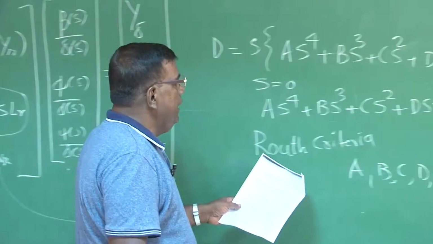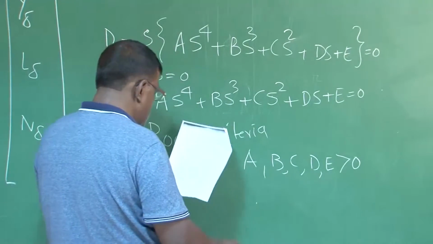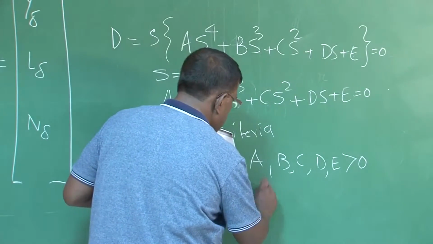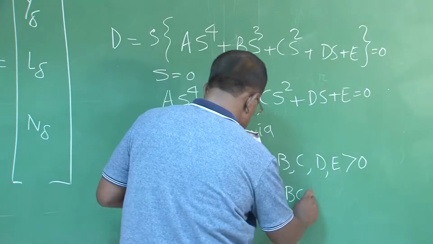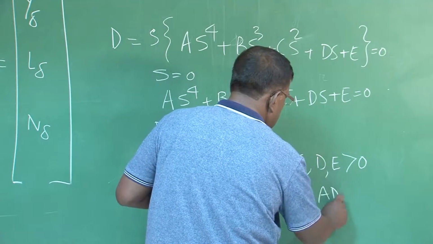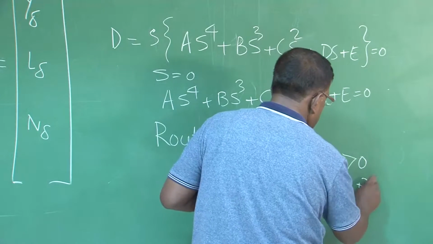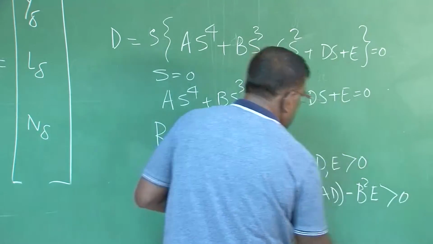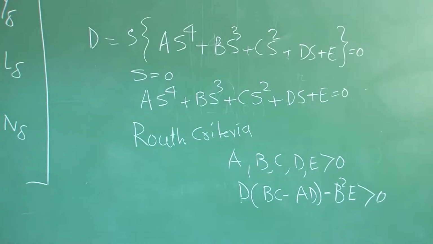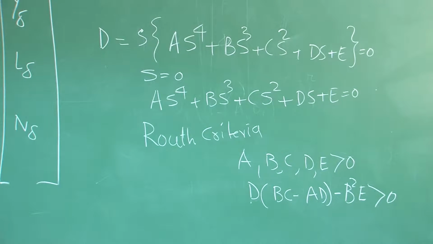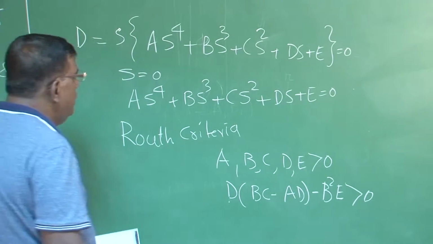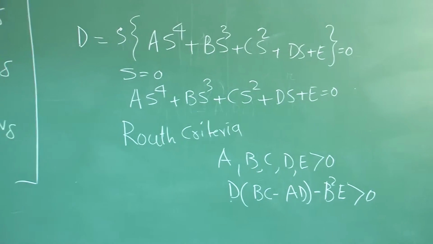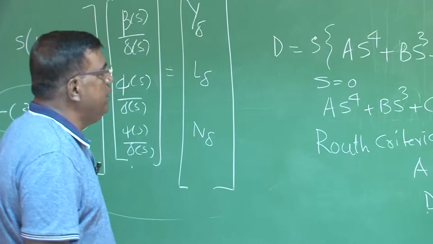For Routh criteria, A, B, C, D, E should be greater than 0, and D into BC minus AD minus B square E greater than 0. You also understand, for example, if E is less than 0, that means one root has come, real part has come in the positive side. Okay. So, all those details we know. Now, what next? In longitudinal case also, we have seen, we have given some attention to the expression for E.